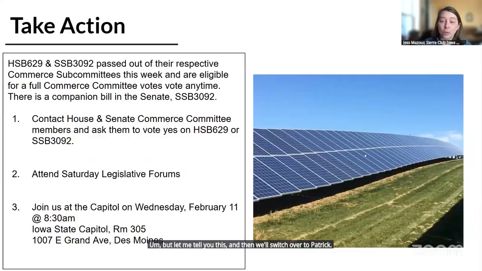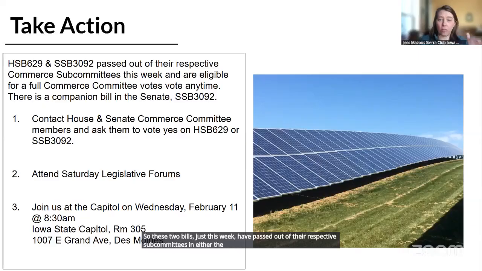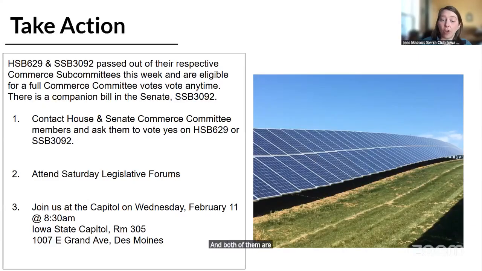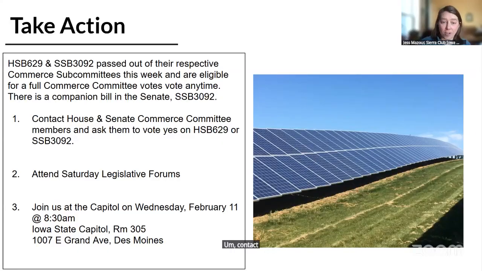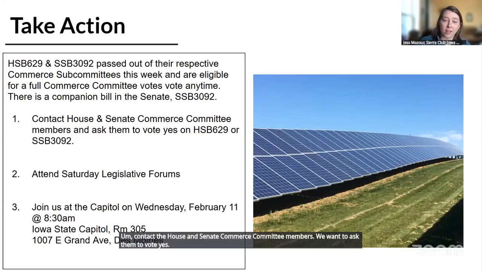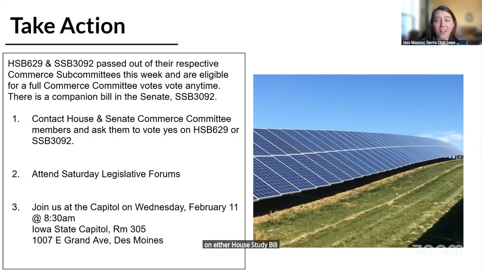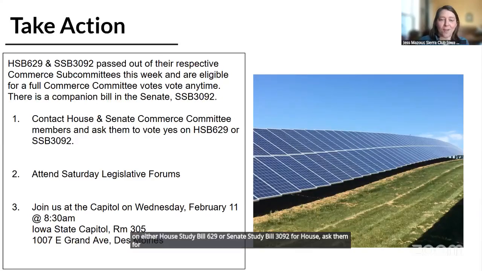So these two bills just this week have passed out of their respective subcommittees in either the House or the Senate. So they're both moving at the same time. And both of them are then ready for a full Commerce Committee vote in both chambers. Contact the House and Senate Commerce Committee members. We want to ask them to vote yes on either House Study Bill 629 or Senate Study Bill 3092. For House, ask them for the House Study Bill. For Senate, ask them for the Senate Study Bill.